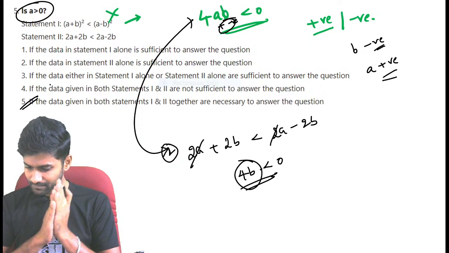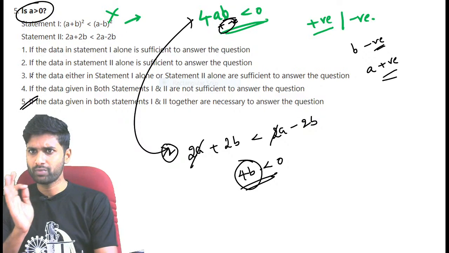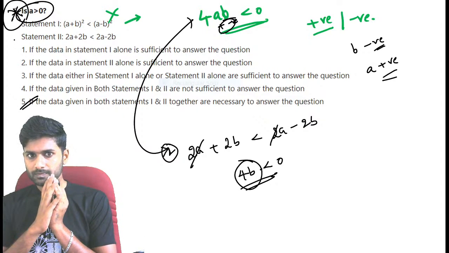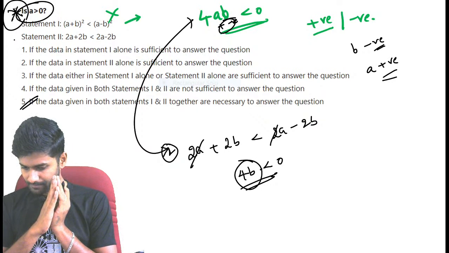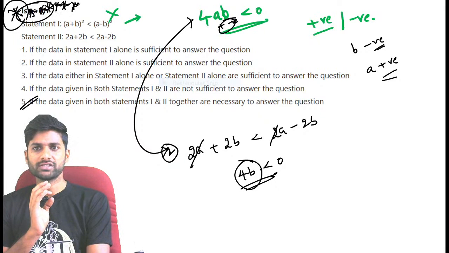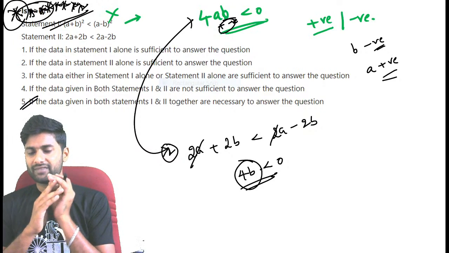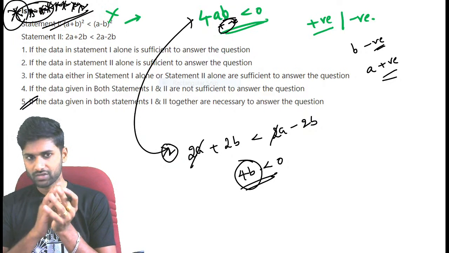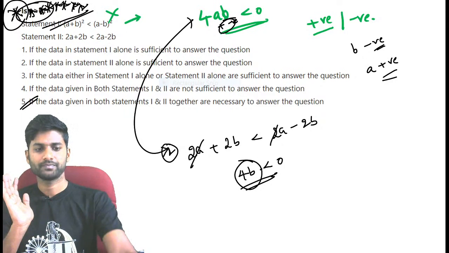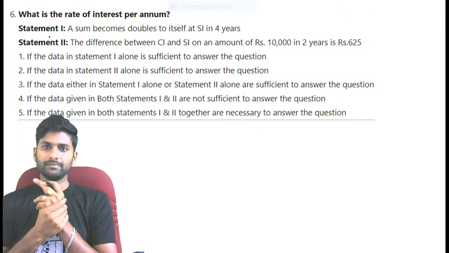Now it's clear, guys? This is the most important question. These types of questions are most important in Infosys. They ask whether it is positive or negative. Based on the comparison only, you can know whether A is positive or negative. Let's go through the sixth one.